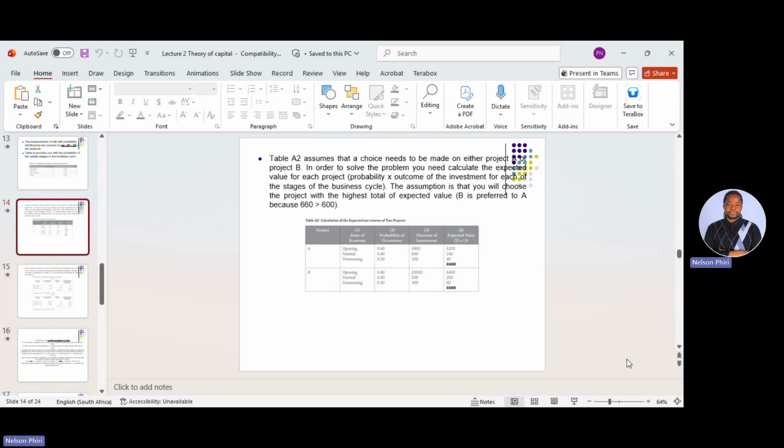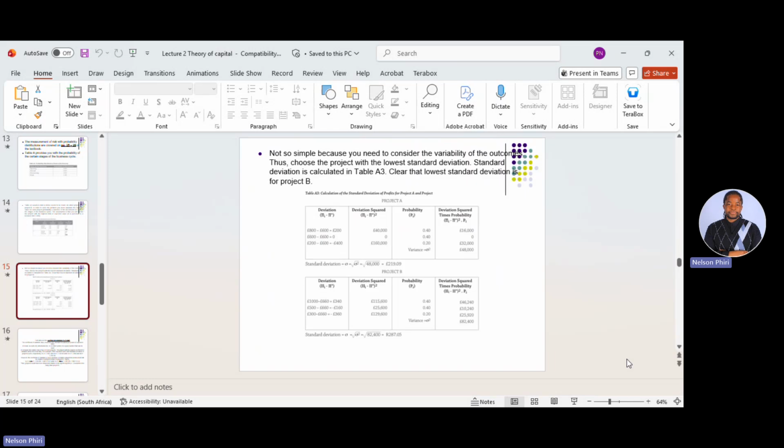We have your returns of 1,000, 500, and 300. You subtract each: 1,000 minus 660, you square that up, multiply by the probability of occurrence of 0.4, you get 46,240. Take 500 pounds minus 660, square that up, multiply by 0.4, you get 10,240. Then finally, the last profit, which is 300 minus 660, square that up, multiplied by 0.2, you get 25,920. Then add that up, that gives you 82,400. If you take the standard deviation, it is 287.05.